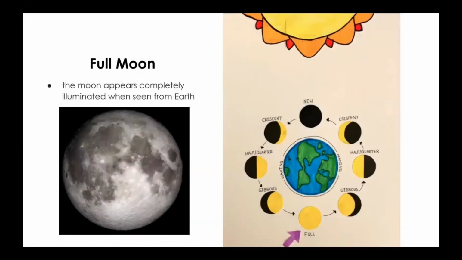It's the full moon. When the moon moves farthest from the sun, we can see a full moon. This is because the side of the moon facing the Earth gets all the sunlight. The nights can be very bright when we have a full moon. After this phase, it will begin its journey back to the new moon.